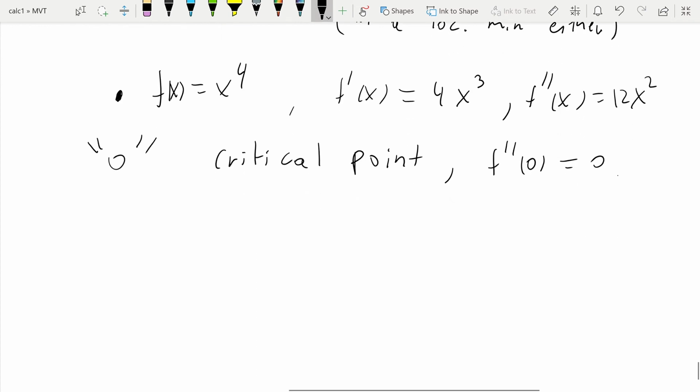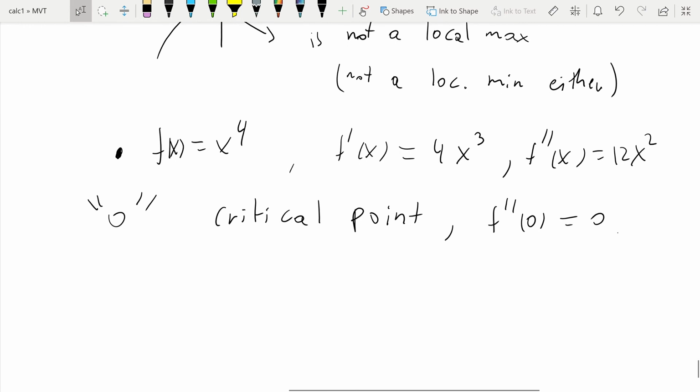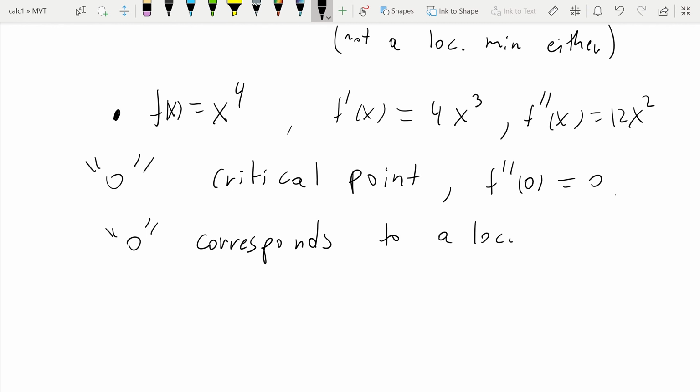And the test is inconclusive, so we ask, is it always the case that it is neither a local max nor a local min? Well, this example proves that that's not the case either, because here 0 corresponds to a local min.